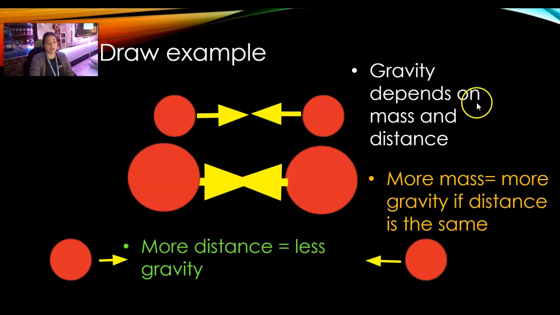So gravity depends on mass and distance. The more mass you have, the more gravity you have, if you have the same distance. And this is going to come into effect with the moon, the Earth and the sun. The sun is massive, and the Earth is more massive than the moon. But the sun and the Earth have more distance, so the gravity isn't as great, whereas the distance between the Earth and the moon is less, so there's more gravitation.